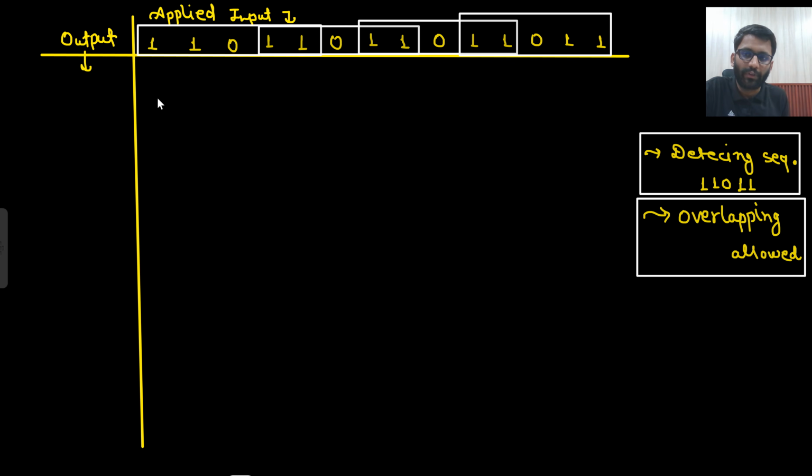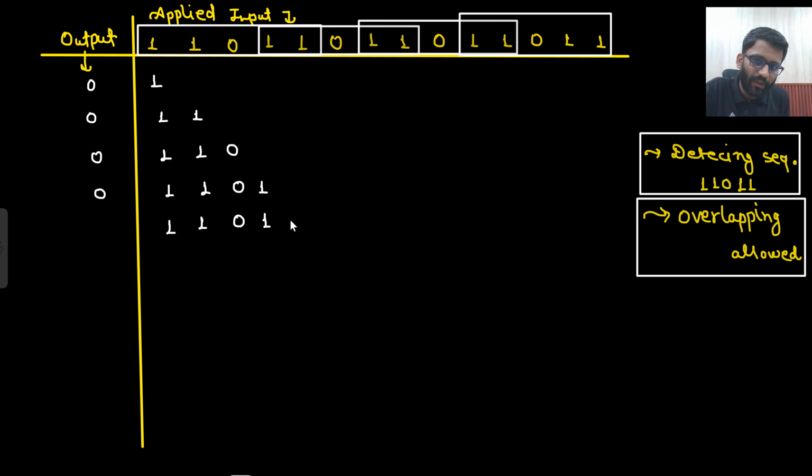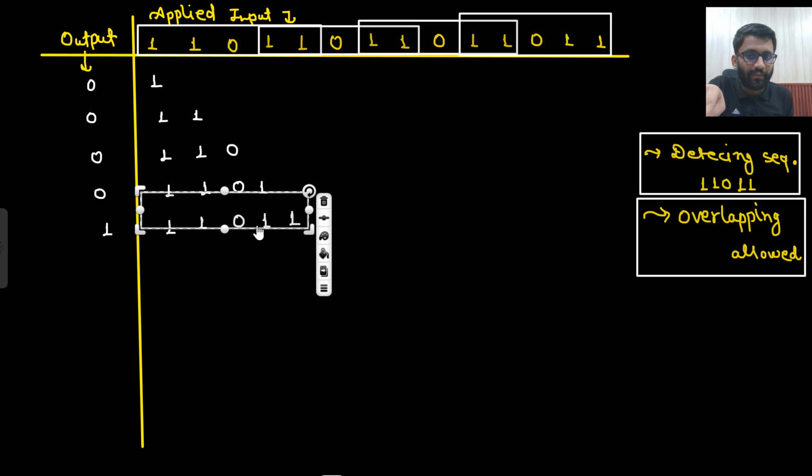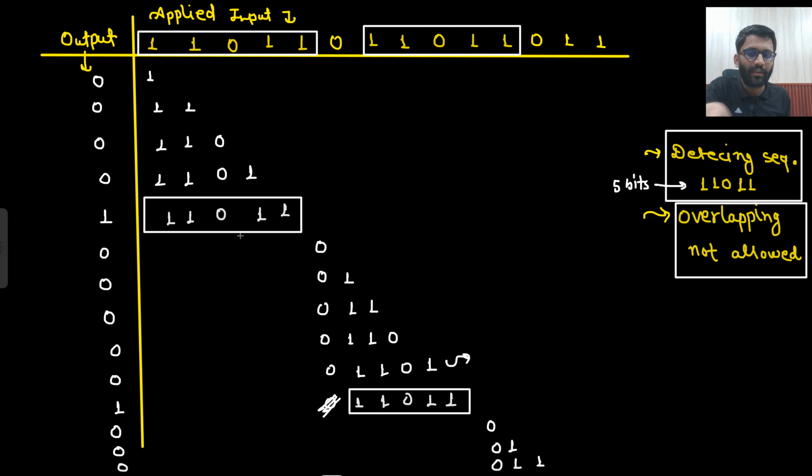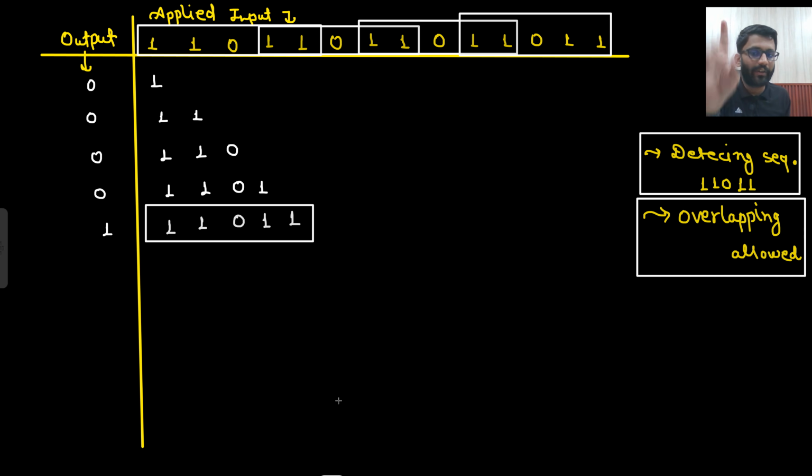Let's check. First 1 will come, 0. Then 1 1 will come, 0. Then 1 1 0 will come, 0. Then 1 1 0 1 1 will come, 0. Till this cycle everything is the same. Now 1 1 will come, 1. Till this also everything is the same. Now just as this is detected, when overlapping was not allowed it was getting cleared, but here it will not get cleared.